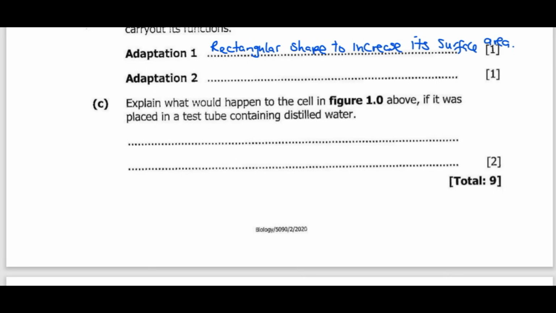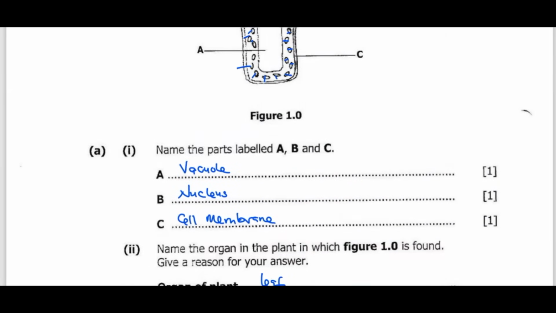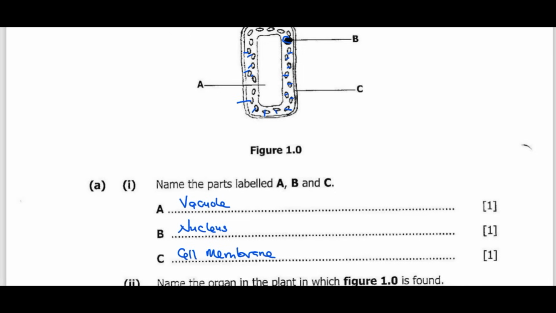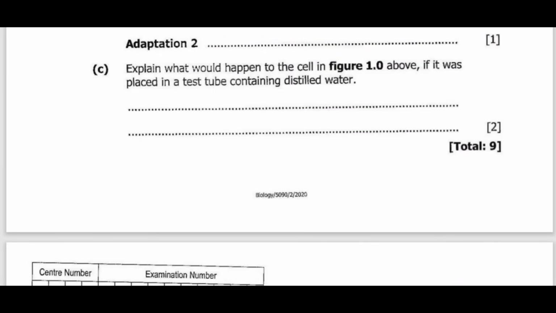Okay, adaptation number 2, we are saying presence of many chloroplasts. When you look at it, you find that we have many chloroplasts, and these are what we're talking about. So that is adaptation number 2: presence of many chloroplasts.